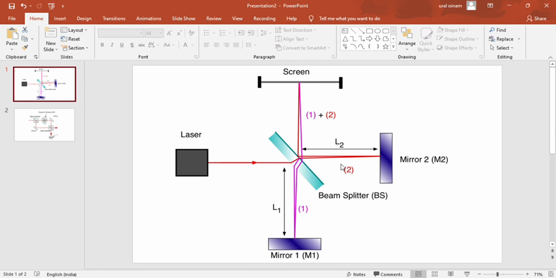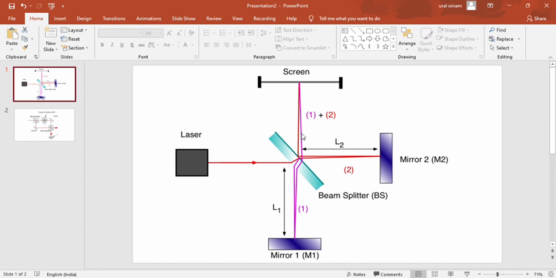And then we have the detector or the screen. When the path lengths of the two arms of the interferometer are exactly equal, the two beams coming from mirror 1 and mirror 2 recombine without any phase difference, which leads to constructive interference at the detector, and that results in a bright fringe.